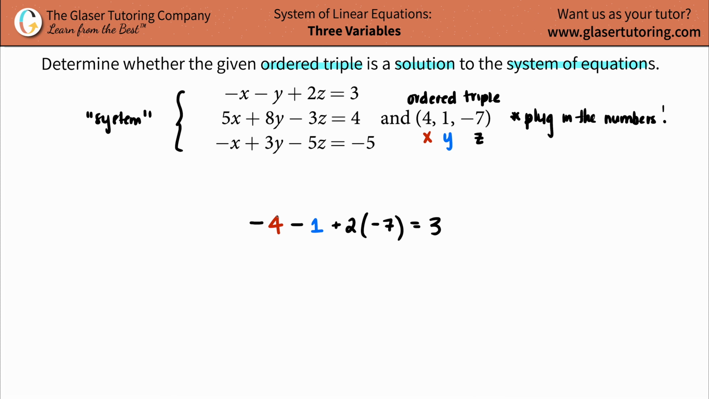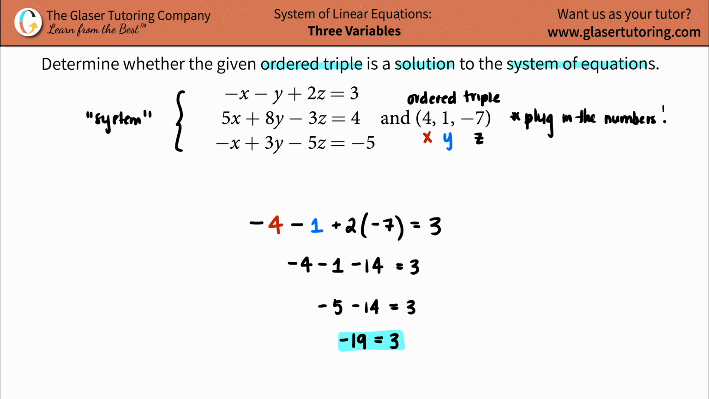So let's go for it. Maybe we have -4 minus 1. I guess we'll just write it out in terms of PEMDAS. So technically multiplication comes first. So -4 minus -1 minus 14 equals 3. And now we go from left to right. -4 minus 1 is a -5. Now we got a minus 14. And hopefully that equals 3. But -5 minus 14 is, what is that, -19? Does that equal 3? Absolutely not.